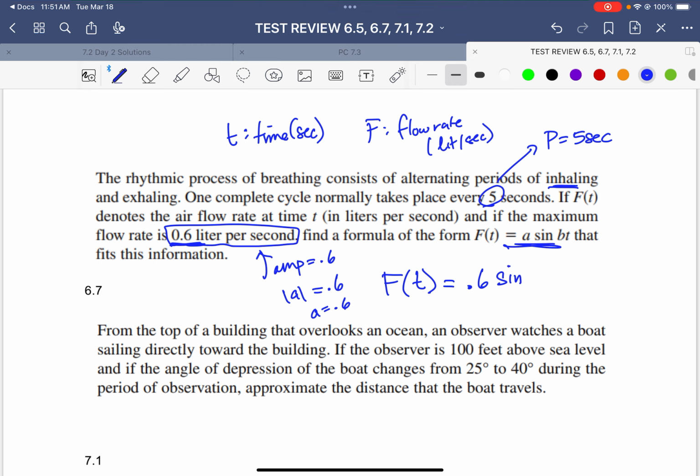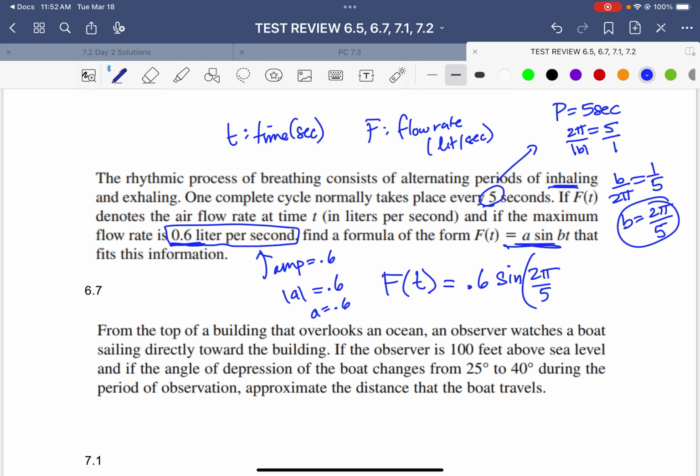Sine of, well, if my period is 5 seconds, then that's just telling you that 2 pi over absolute B is equal to 5 seconds. So that's just 5 over 1. But if 2 pi over b is equal to 5 over 1, that means that b over 2 pi is just 1/5. So if you multiply both sides by 2 pi, you get 2 pi over 5 is what your b better be equal to. So this would be the sine of 2 pi over 5 times t. That's going to be your function.